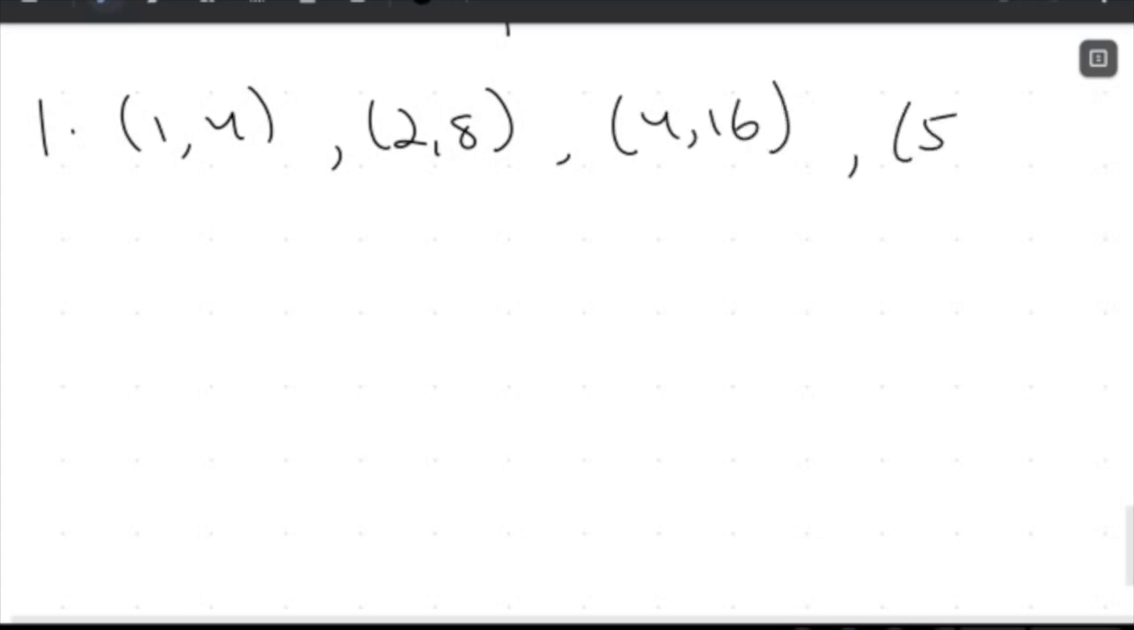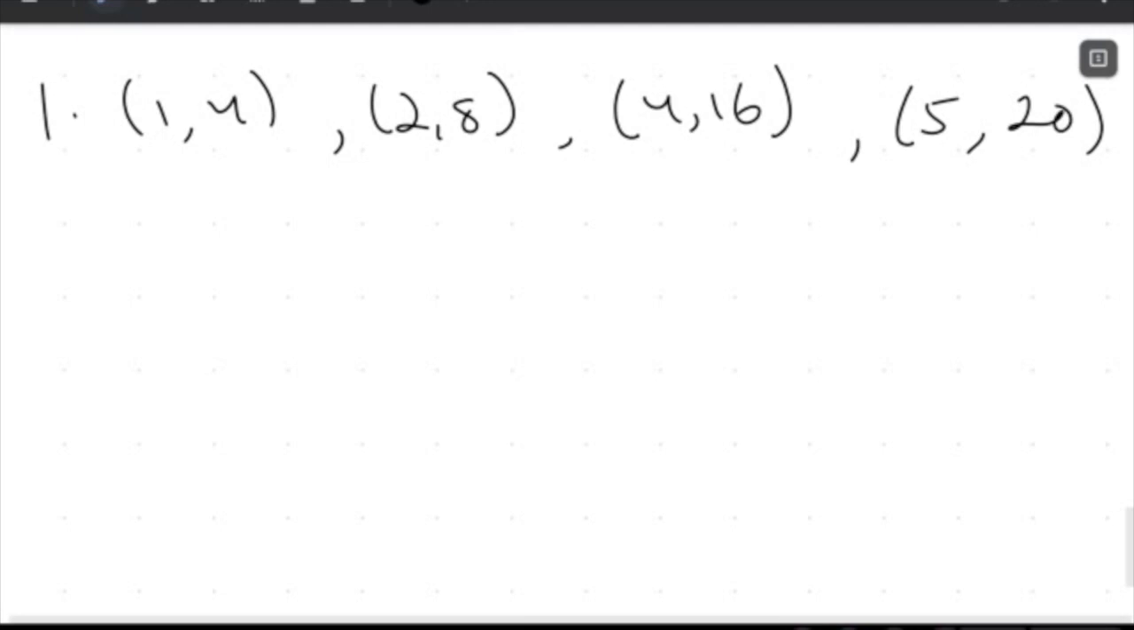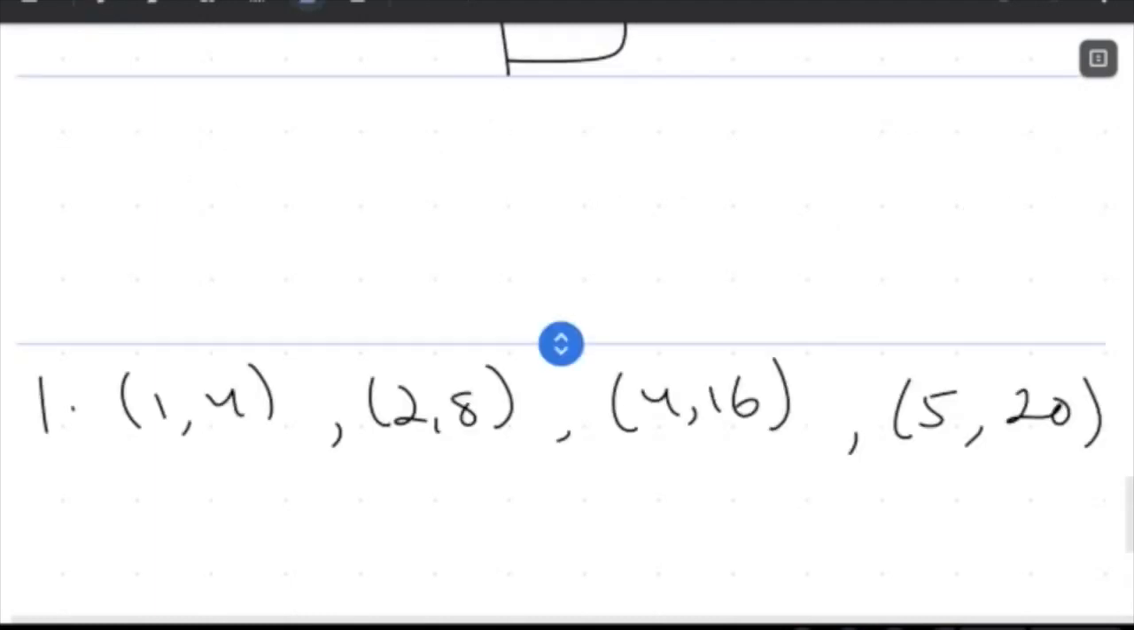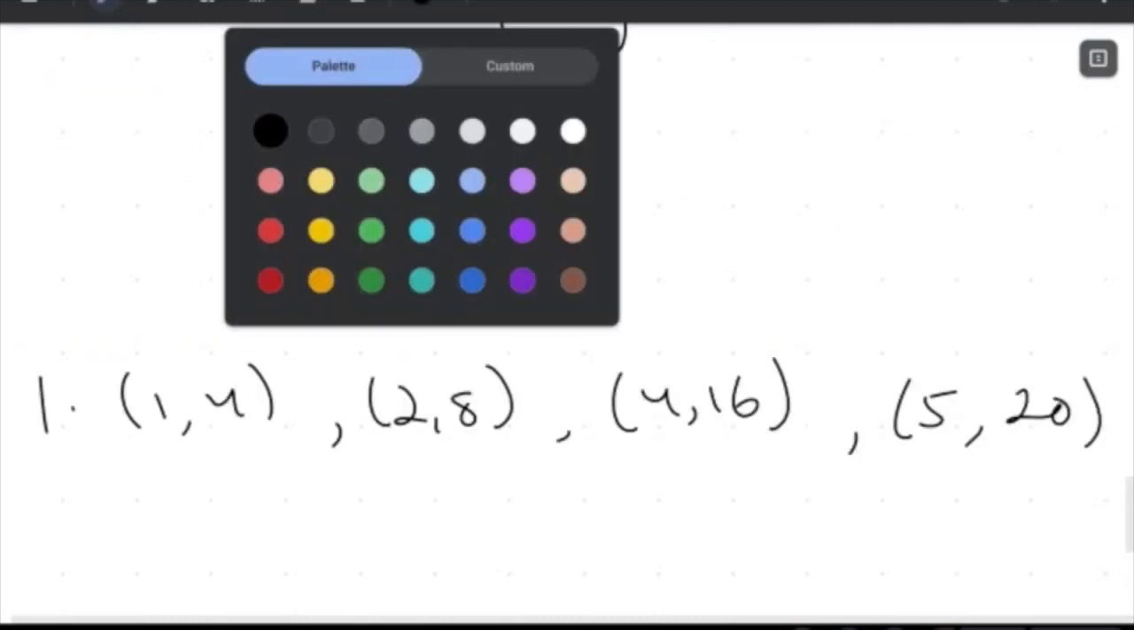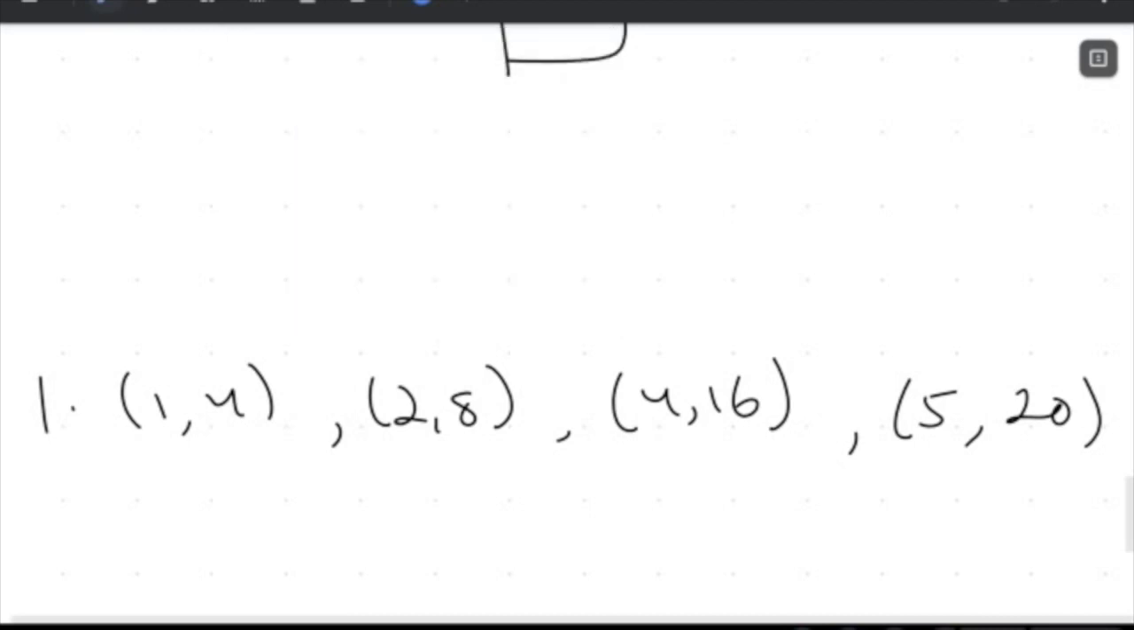Now, one of these is a set of points: (1, 4), (2, 8), (4, 16), and (5, 20). Typically someone will see this, get kind of nervous, and just start drawing this. But we're going to return to the main idea of a function. This is actually such an important key idea that I'm even going to write it twice. I'm going to do this again in this video as well.